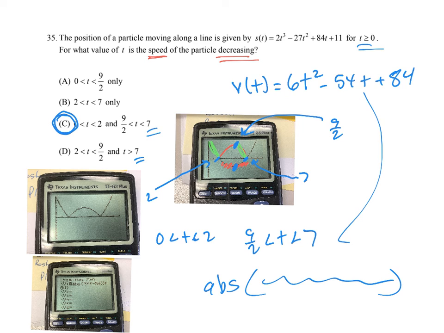So when I insert ABS around my function, like this, and that's located under math, and then num, and then it's 1, I get the graph that we drew on the last picture, and then you can clearly see that we did have those decreasing intervals written correctly.